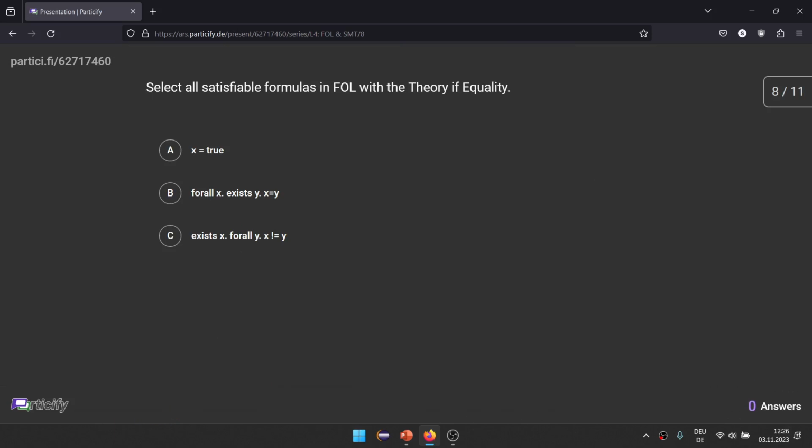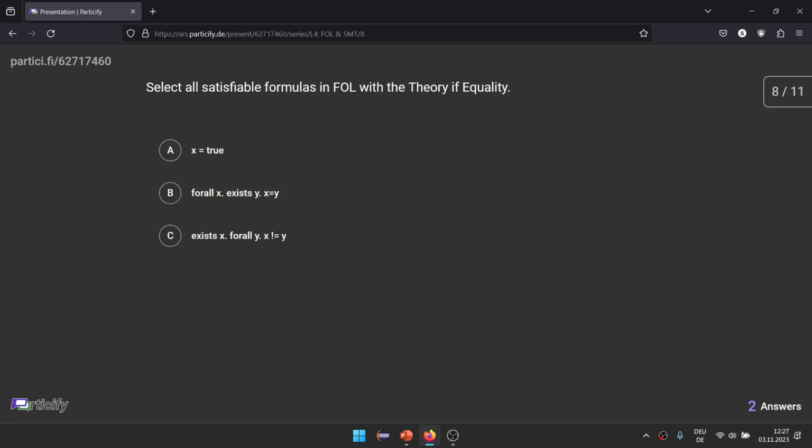So now, what about satisfiable formulas in first order logic with the theory of equality? So what does this now mean? This means that if we have some model, this model has to conform to all the axioms of equality, so it can't really break them. Otherwise, it might be too easy, right? Otherwise, if you say your equality could be arbitrarily defined, then you can maybe always find a model that satisfies them. But now this model has to give us a real equality as we know it, right?